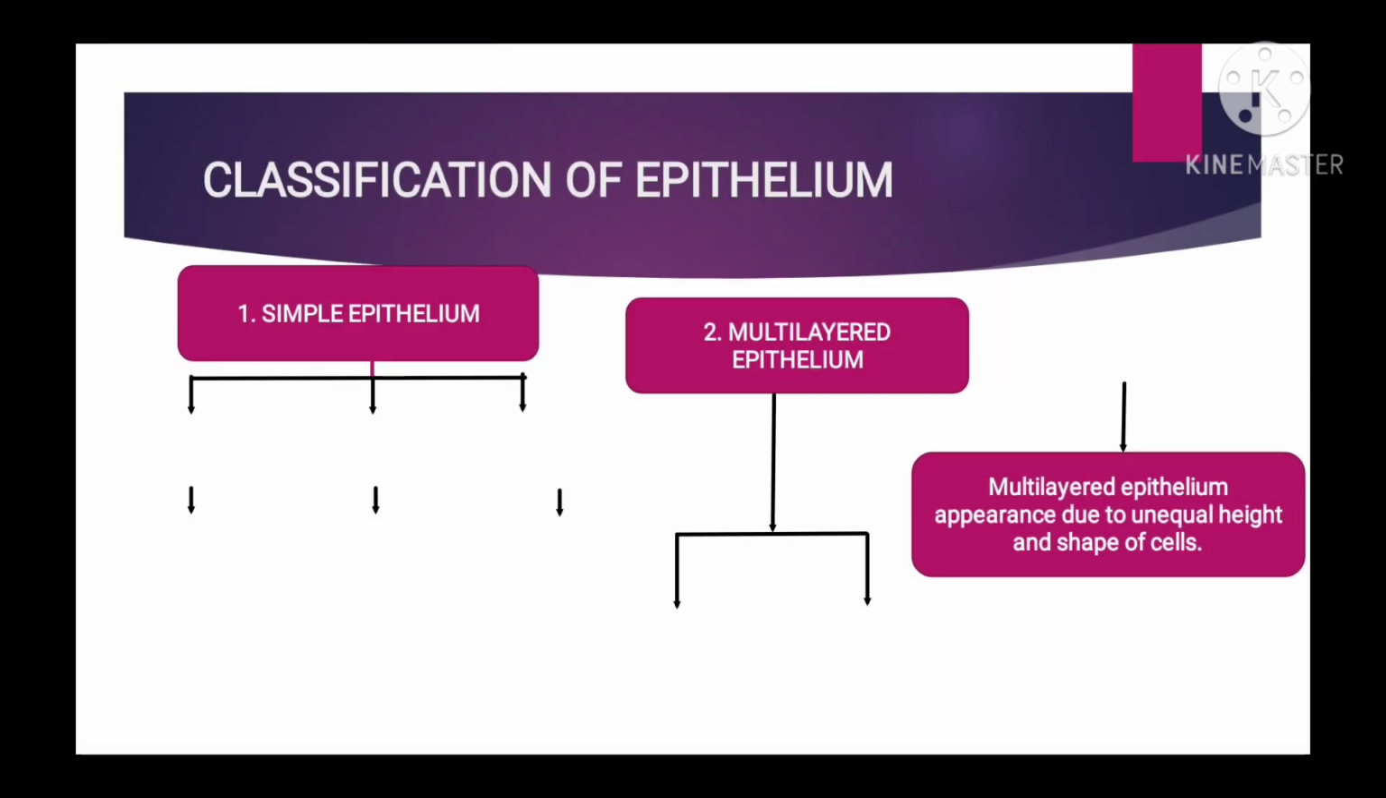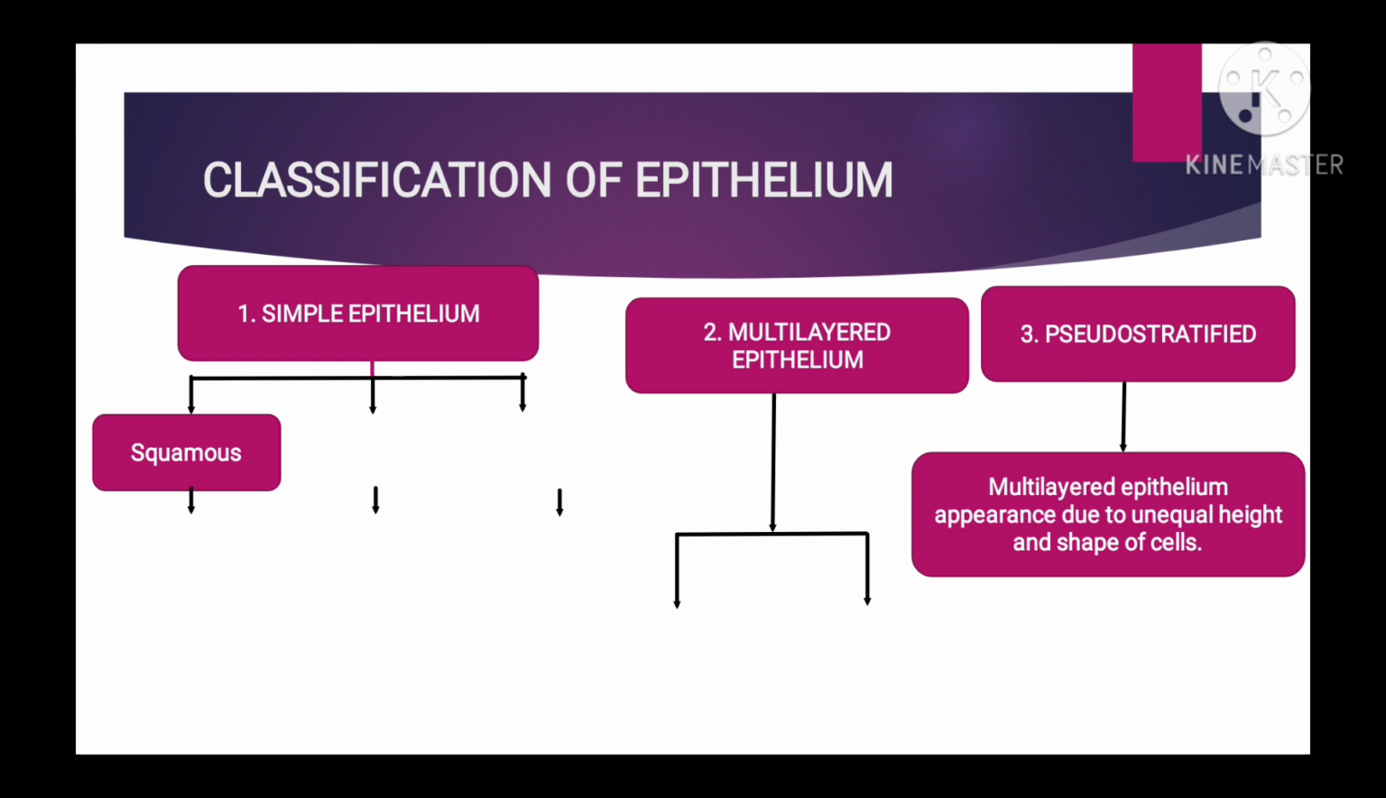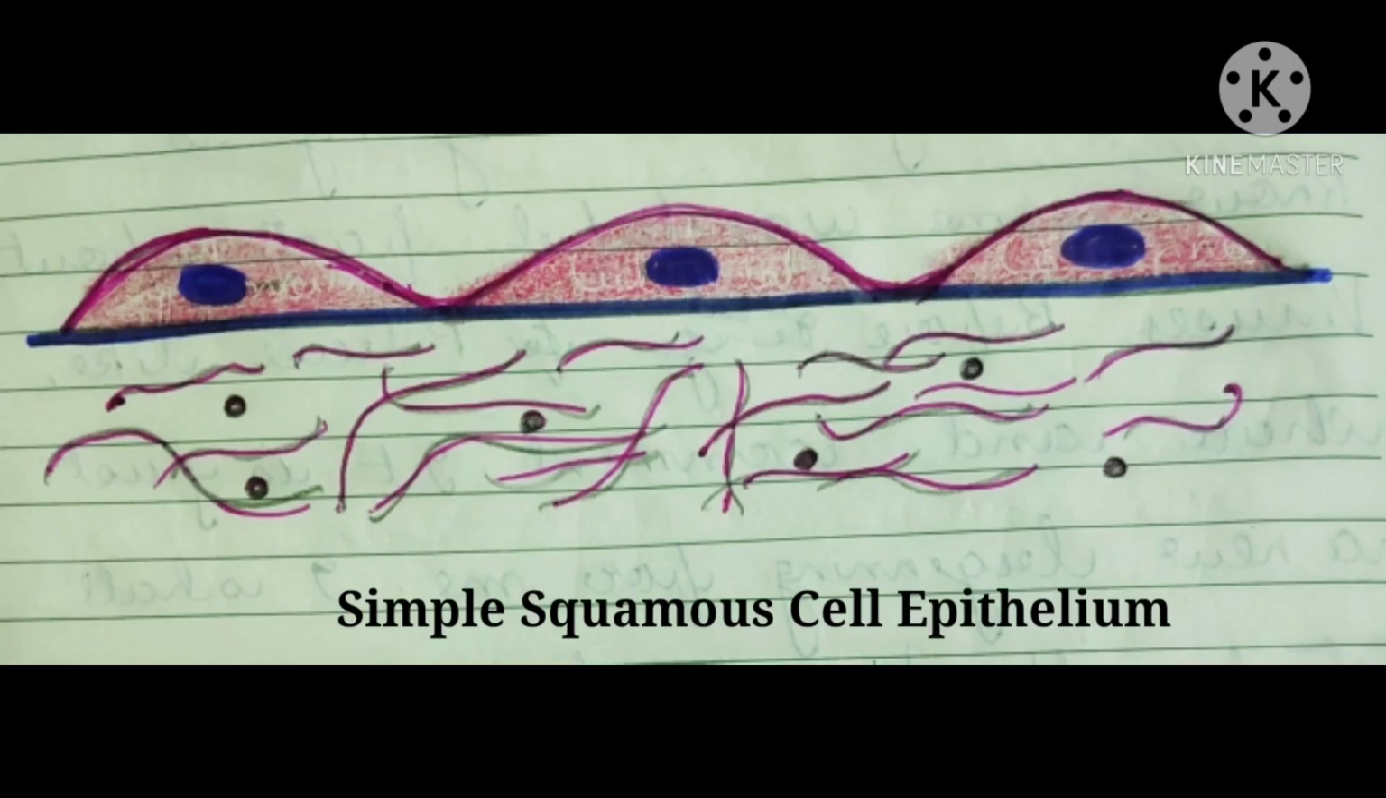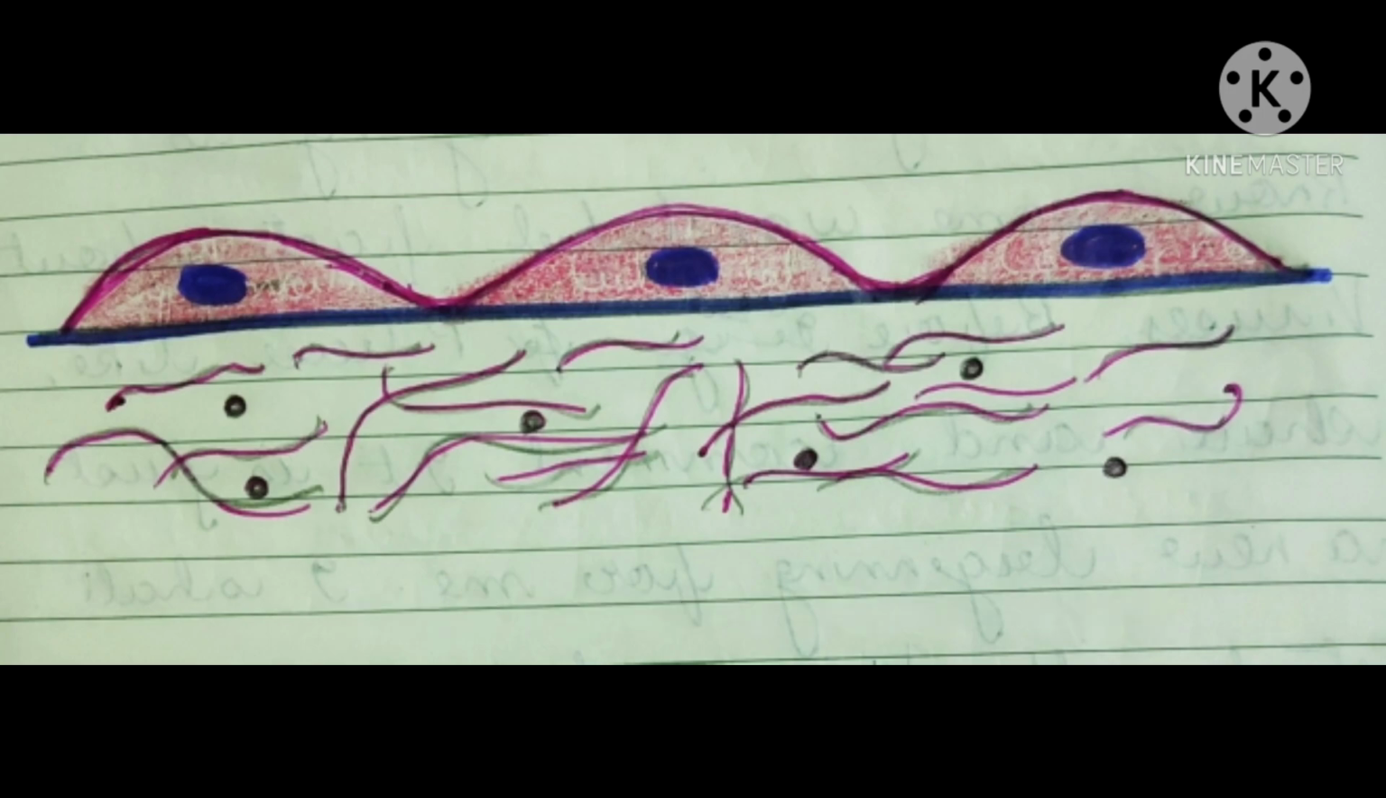Simple epithelium can be further divided into three types on the basis of shape, height, and width of the cells. When the cells are flattened, and the height is very less in comparison to their width, it is termed squamous. This is a schematic representation of squamous cell epithelium.